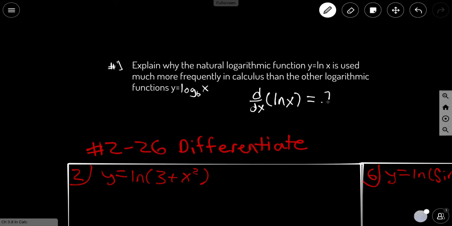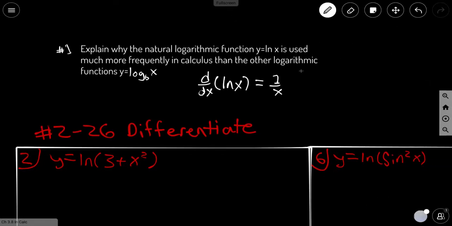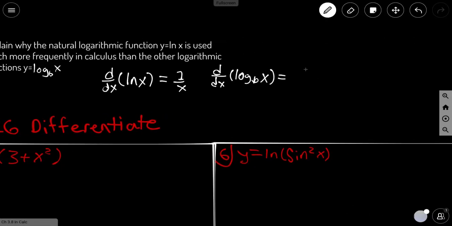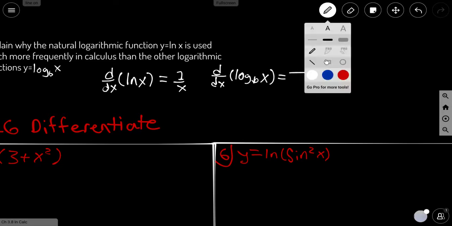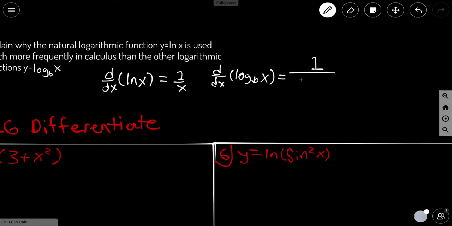this is just going to be 1 over x, while the derivative of y equals log b of x is a bit more complicated. It's going to be 1 over x ln b. So that's why. Okay, moving on.